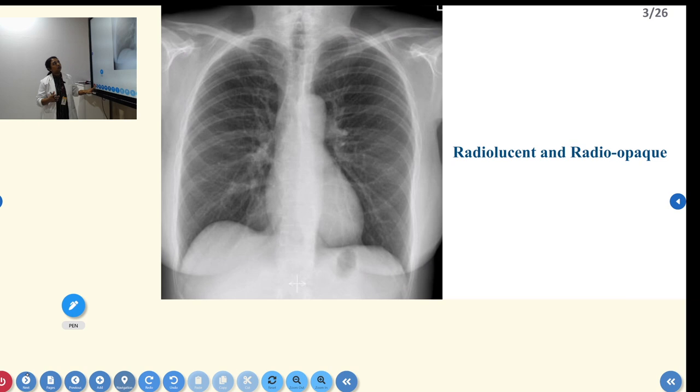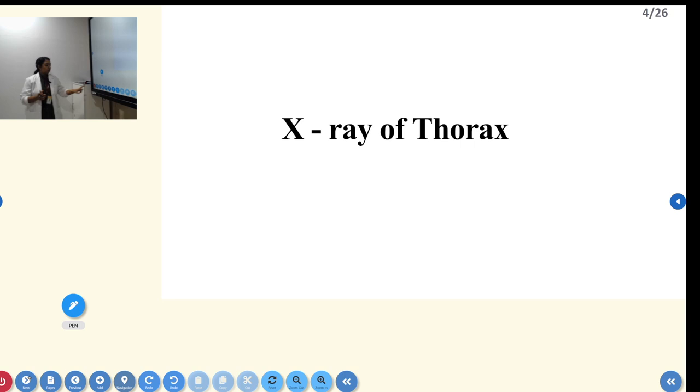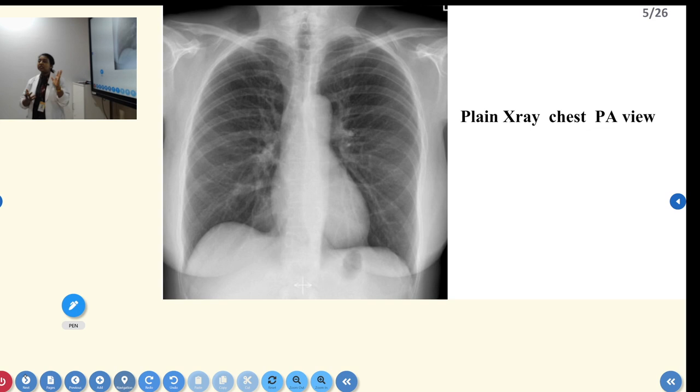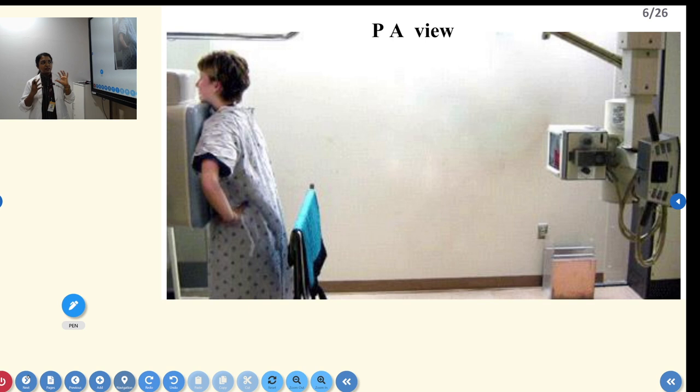So now we'll deal with the x-ray of thorax. The first x-ray is plain x-ray chest, PA view. Now what is PA view? We need to know what is a PA view. PA view is the image that we get when the x-ray tube is placed posterior to the subject. So here we can see the x-ray tube placed posterior to the subject and the film sheet is placed anterior to the subject.